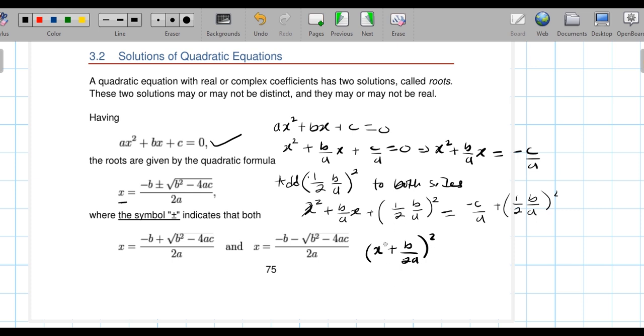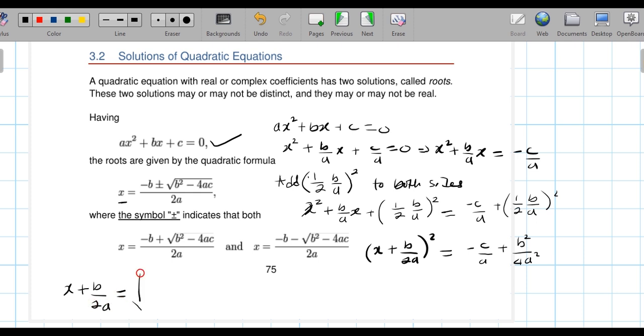If we expand this, we are going to resolve to the left hand side, so we can just factorize it to this form, and we equate it to minus c over a plus b squared over 4a squared. We can write it this way. So if we have something like this, what else can we do? Let's take the square root of both sides, so that we are trying to make x the subject of the formula.